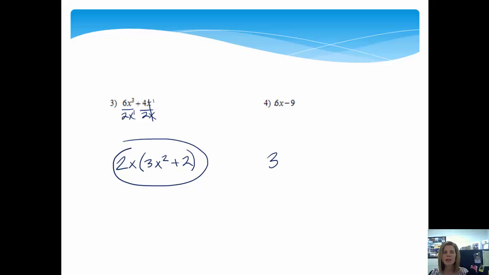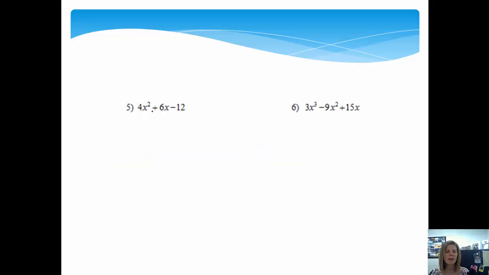Once again, I notice that they both don't have an x, so I cannot factor out an x, so I'm just going to start my parentheses. So I'm going to write 3 underneath each term and do some division. 6 divided by 3 is 2. There's nothing to do with the x, so that will just come down. The minus sign just carries down into my problem. And then 9 divided by 3 is 3. So that will be my factored answer.